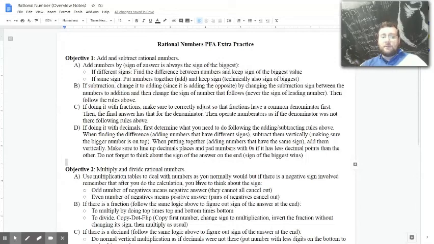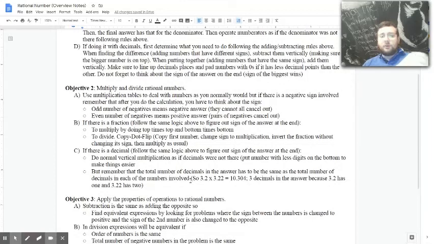For objective number 2, it's basically using multiplication tables, dealing with numbers as you normally would. But remember that if there's a negative sign involved, you have to calculate the sign at the end, thinking that if there's an odd number of negatives, the answer is going to be negative because they do not cancel out. But if there's an even number of negatives, that means a positive answer because every pair of negatives can cancel each other out.